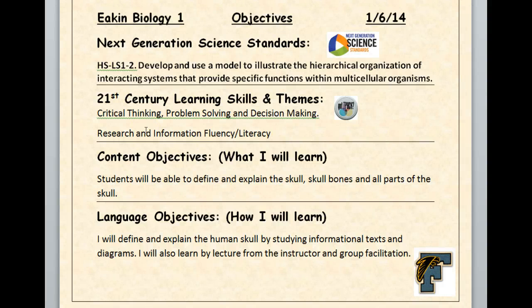Okay, it's Monday, January the 6th, 2014. We're back from break after our 2 weeks off. So our Next Generation Science Standards are right here, what we're going to learn about today: 21st century learning skills and themes.